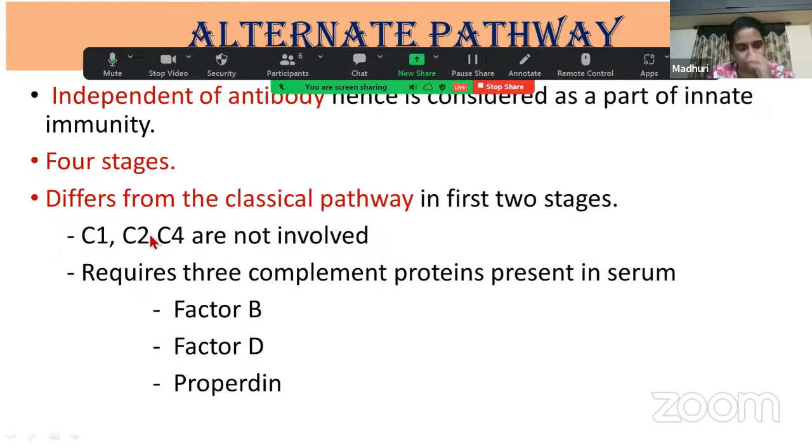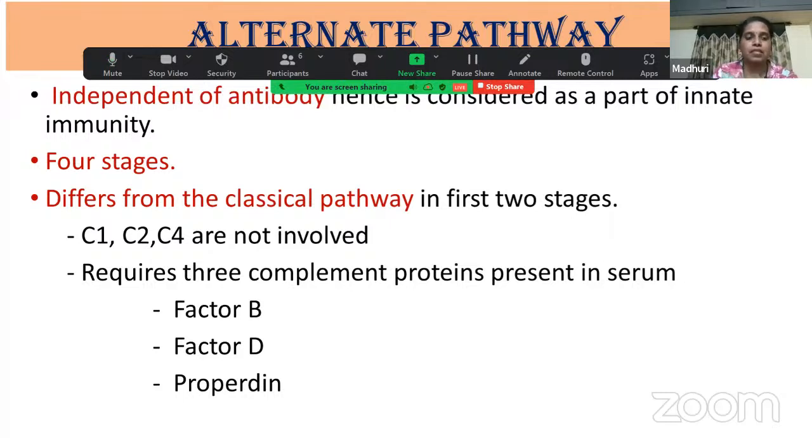When we have seen the classical pathway, C1, C4, C2 come in sequence, right? This does not happen in the alternate pathway. Apart from that, there are 3 main factors which are present instead of C1, C2, C4. They are factor B, factor D, and properdin. These are the factors which mainly help in the stabilization of the C3 molecule, and the further proceedings of the complement pathway activation by the alternate method take place by these 3 components.